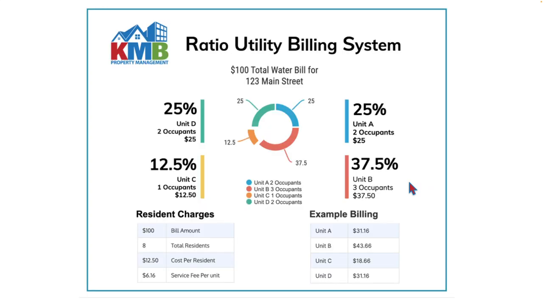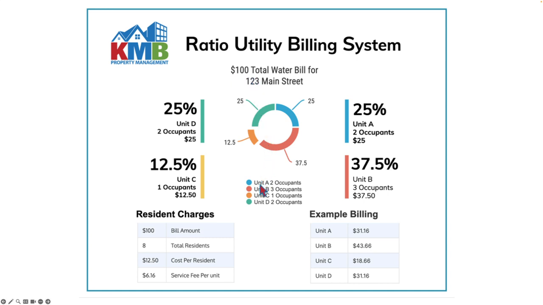So let's get into another example here. We've got our fourplex, right? We've got 4 units, but this time we've adjusted the occupants to help illustrate the way that this all breaks down. So we're at 123 Main Street, and the water bill is $100.